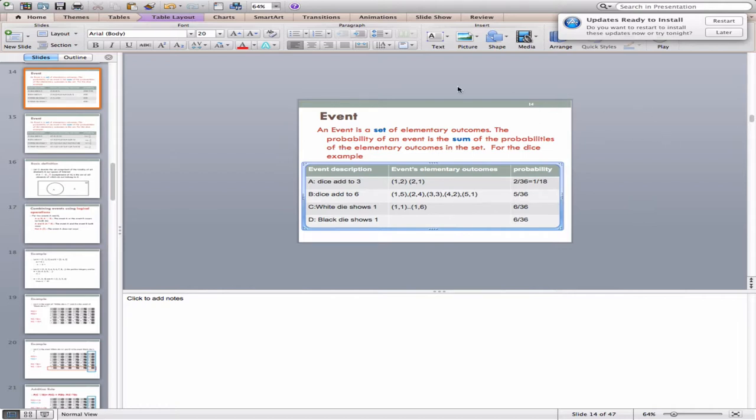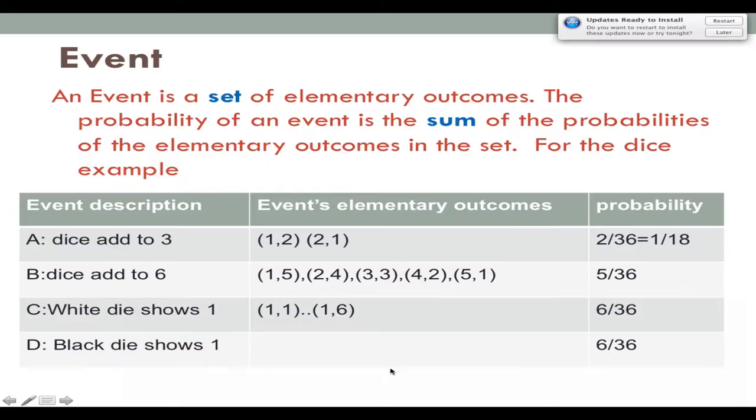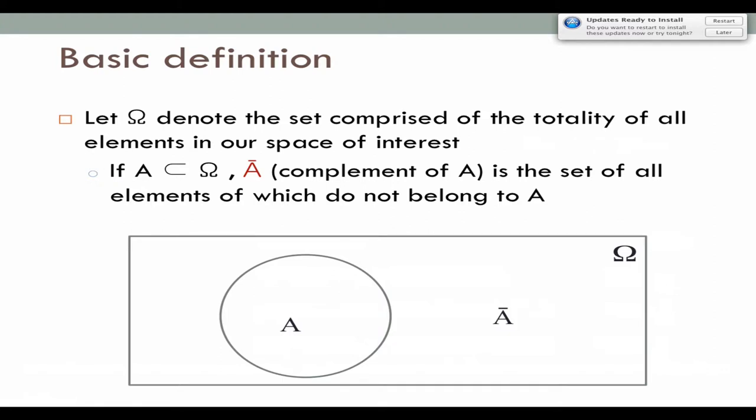Okay, so let's go back to the slideshow. Okay, yes, all right. So here is the result for those 4 events. And then we move on to the next definition.